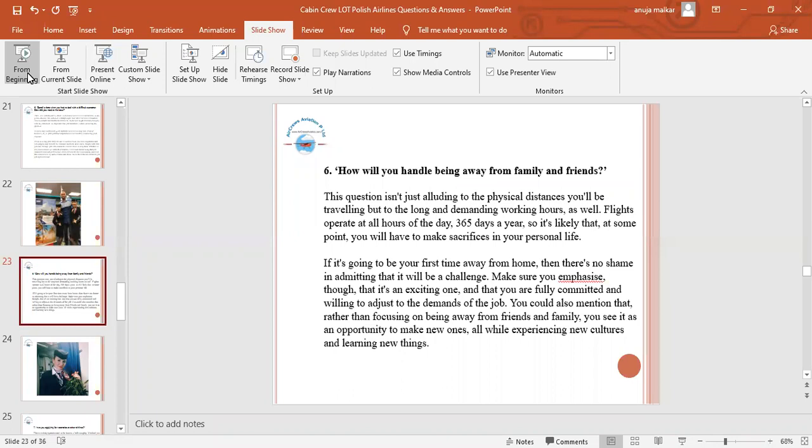You could also mention that rather than focusing on being away from friends and family, you see it as an opportunity to make new ones, all while experiencing new cultures and learning new things. So you need to show that you are interested in meeting new people, learning new cultures, eating different cuisines, going to different places. Because the airline industry needs employees who are willing to travel. That's a very important thing.